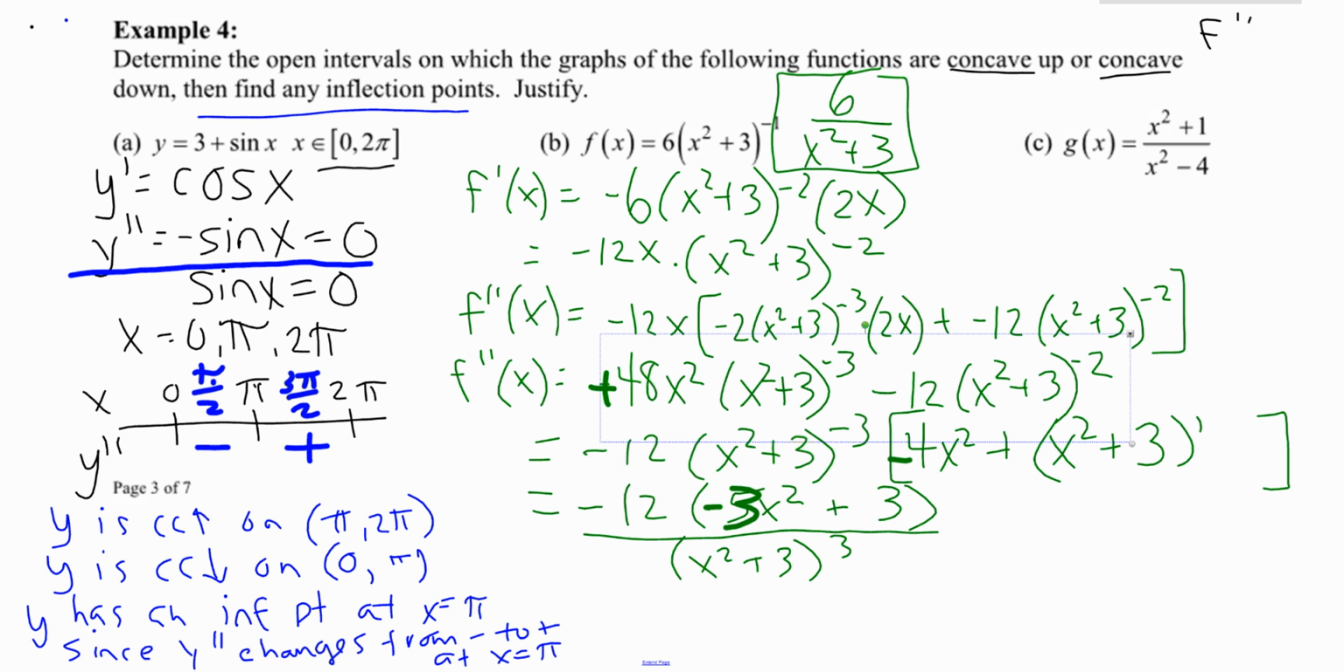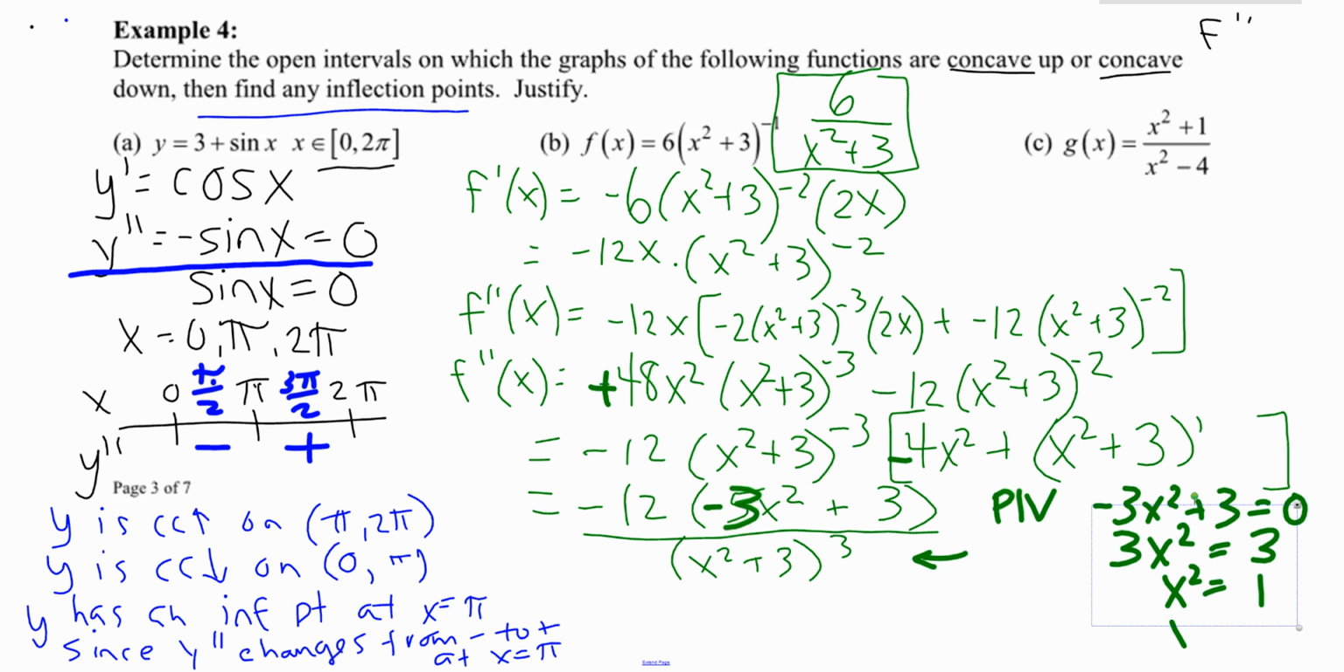Alright, so now we've got to find our possible inflection values. And remember, that's where our second derivative is 0 or undefined. If we analyze the denominator, that's never going to be 0. So we're not going to have any undefined values. When this factor equals 0, then our second derivative equals 0, and we'll have our possible inflection value. So x ends up being positive or negative 1.